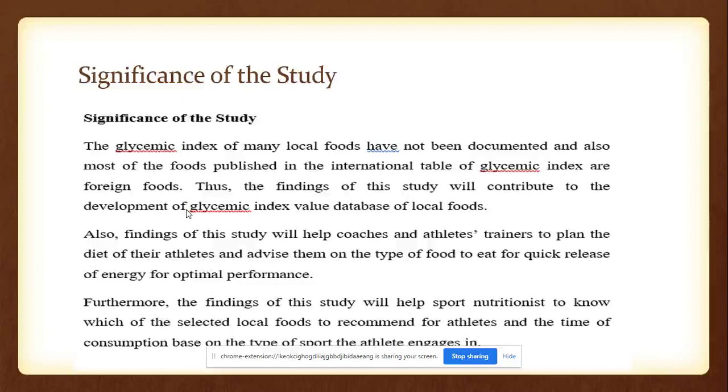If I want to spend a large amount of money or time on a particular project, I must be sure that the thing has relevance, significance, and importance. So those importance you state them here. It means those that are going to benefit from it if I finish this project, those that the result will be useful to. That is what you are going to state here in the significance of the study.